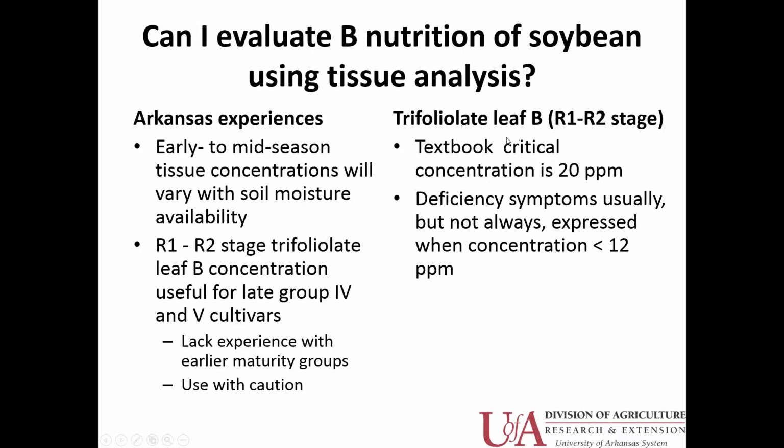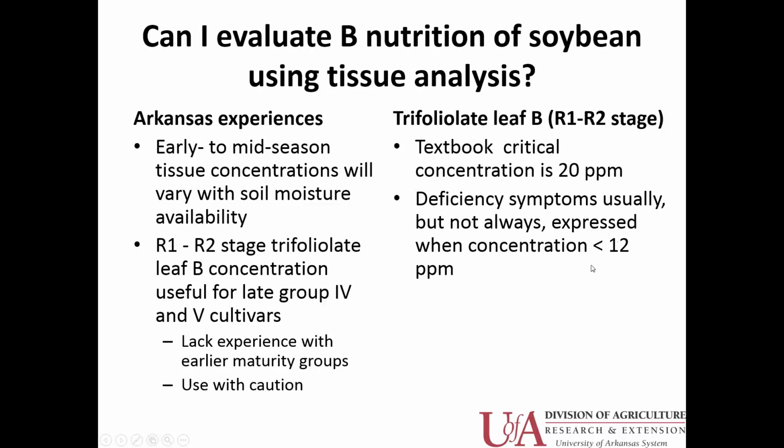What we have found, in all of the research where we have routinely collected samples from late 4, early 5 maturity group soybeans, is that at the R1, R2 stage, the tissue boron concentration has been a fairly good indicator of whether or not we would see a yield response, whether it was marginally significant or truly statistically significant. I do feel pretty good about the textbook value of 20 parts per million as a critical concentration, and I'll show you a little bit of data on that here in just a minute.